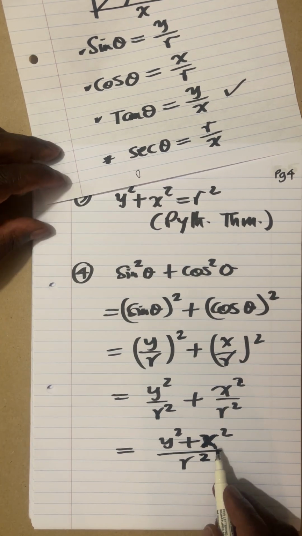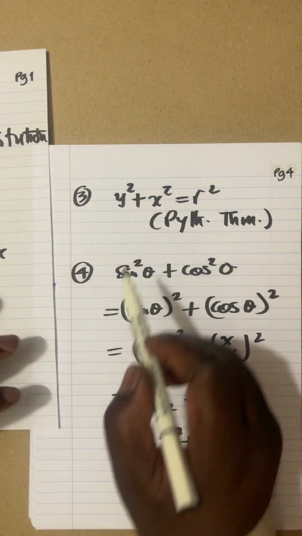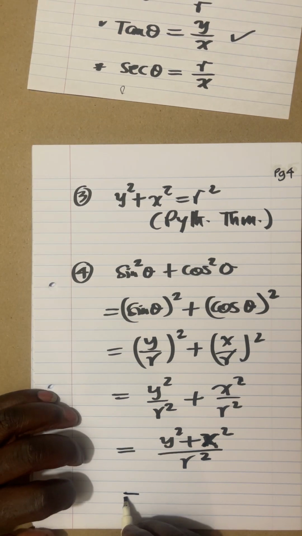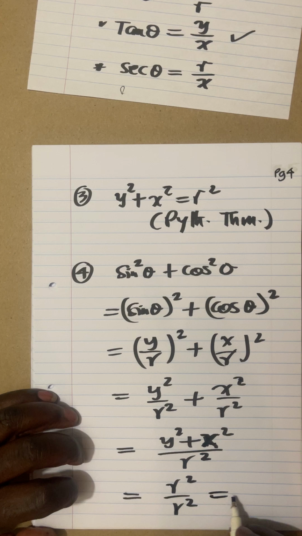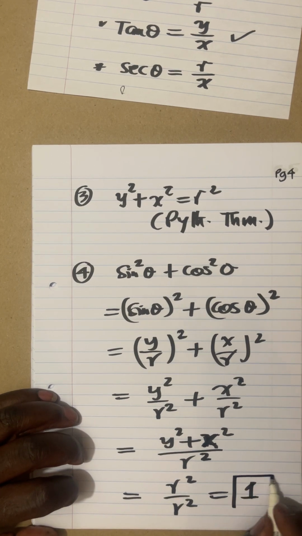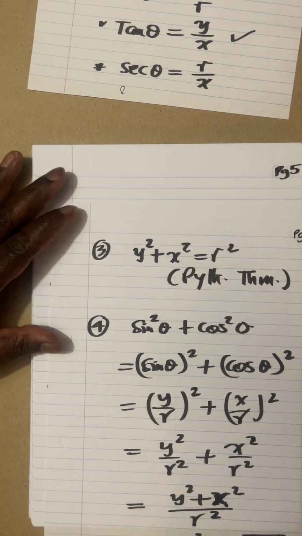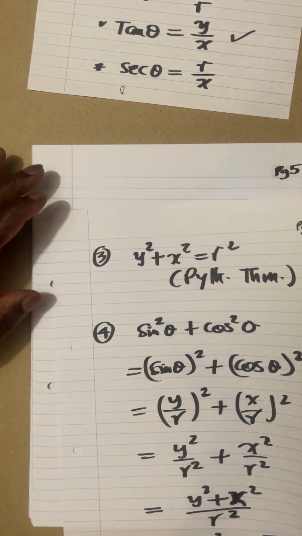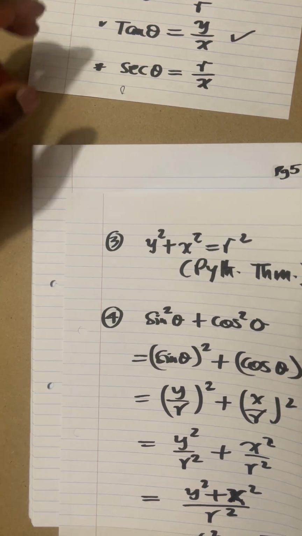And what is y squared plus x squared? Go back here, Pythagoras theorem up there says y squared plus x squared equals r squared. So therefore this can be written as r squared all over r squared. And what is r squared over r squared? 1. So it is item number 4, very important item, that the square of sine plus the square of cosine is always equal to 1.